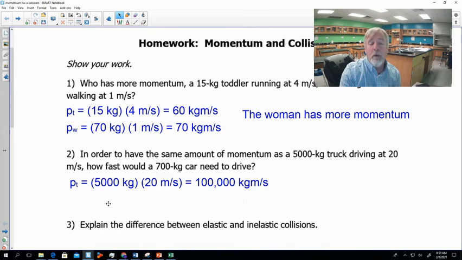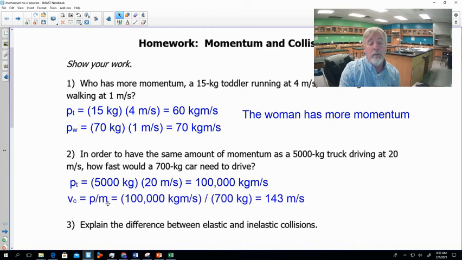Well, if we know what the momentum is, and we're going to say that our 700 kilogram car also has that same momentum, we just want to find its velocity. We can take our momentum equation and rearrange it. I'm going to divide both sides by m, and we're left with what? Velocity is momentum divided by mass. Take our 100,000 kilogram meters per second momentum divided by our 700 kilogram mass, and we see that our car must be traveling at 143 meters per second to have the same momentum as that 5,000 kilogram truck.